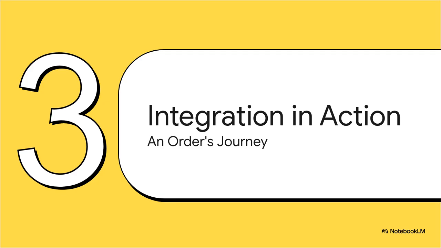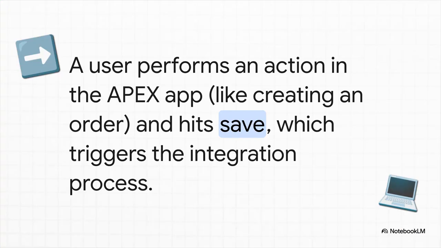Okay, theory is great, but what does this look like when the rubber meets the road? Let's actually follow a single order on its journey, right from the moment it's created, all the way through to fulfillment. So the whole thing kicks off right here, inside that custom Apex app. A user creates a new order, maybe they add a line item, or they put an order on hold. The second they hit save, our smart bridge wakes up and gets to work, kicking off the whole process.